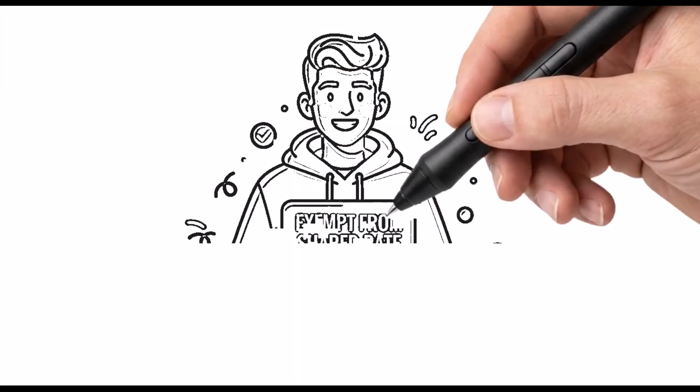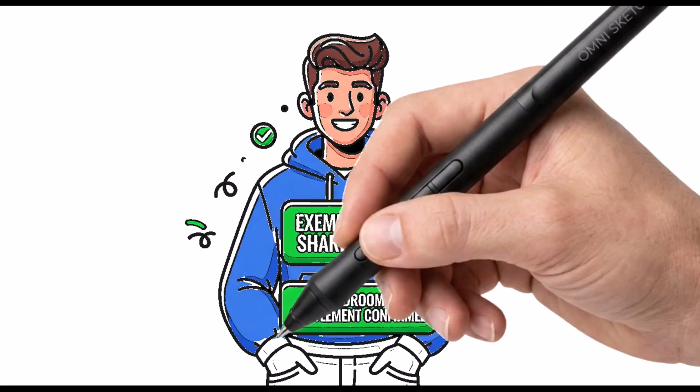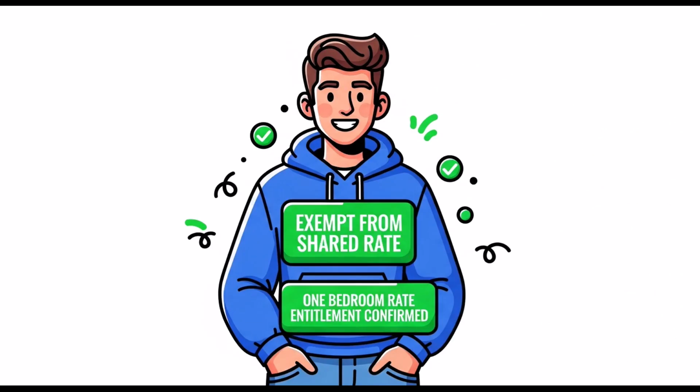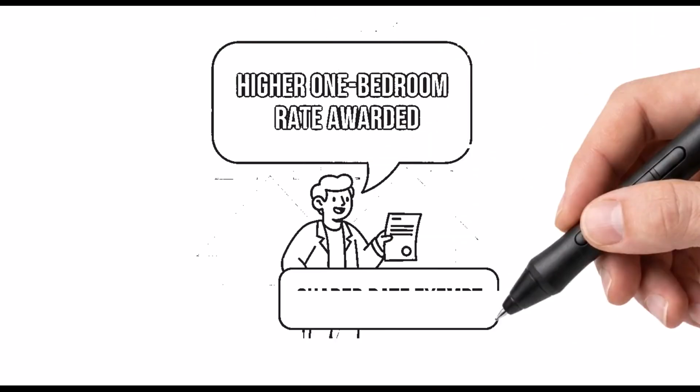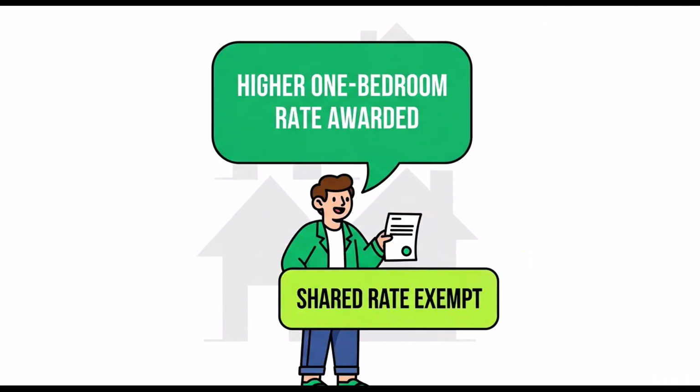Now let us talk about the under 35 rule, because this is the rule that surprises more renters than almost any other and costs young people enormously today. If you are a single person under the age of 35 renting privately, you are restricted to the shared accommodation LHA rate under the current rules today.